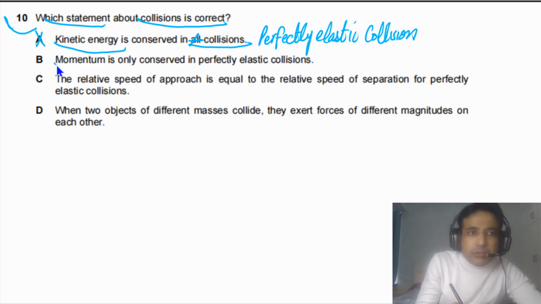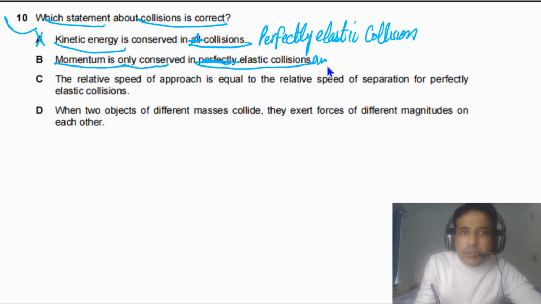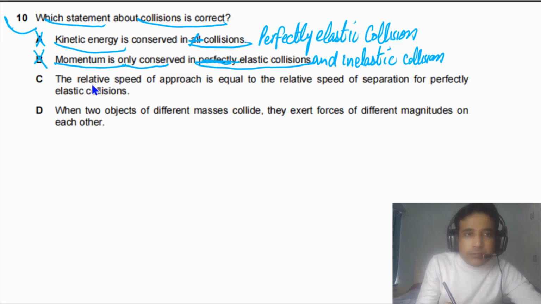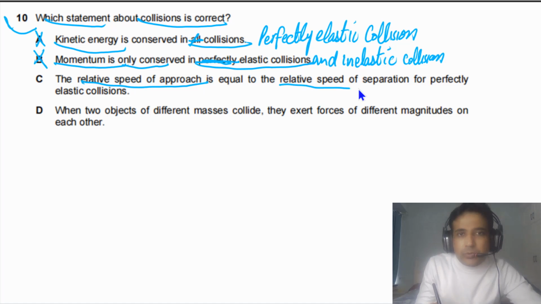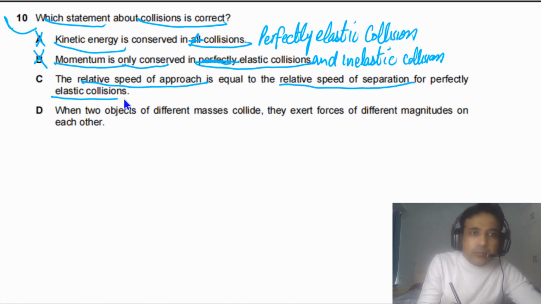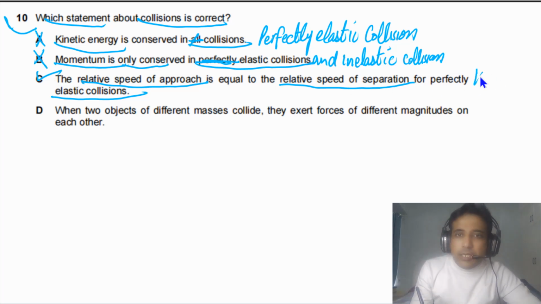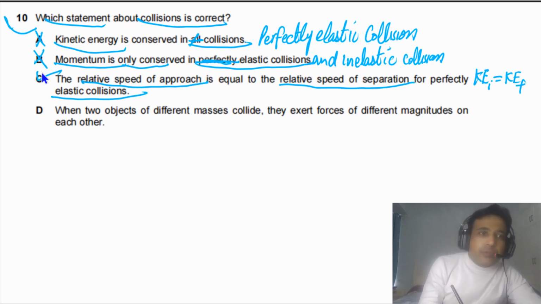If you look at option B, it is given to us that momentum is only conserved in perfectly elastic collisions. This is also incorrect because momentum is conserved in elastic and also in inelastic collisions. So option B is also incorrect. For option C, it is given to us that the relative speed of approach is equal to the relative speed of separation for perfectly elastic collisions. This statement is correct. And in elastic collisions, kinetic energy initial is also equal to kinetic energy final. So this statement is correct.